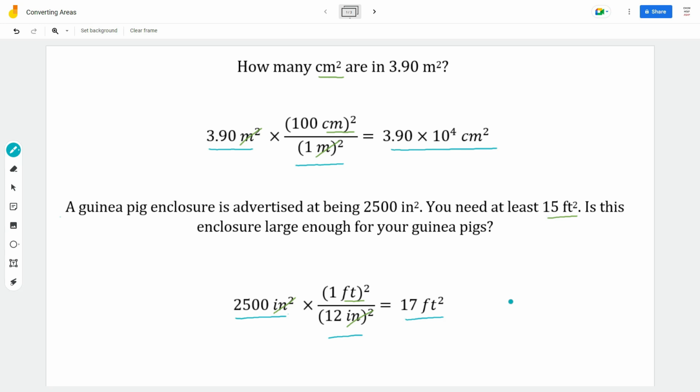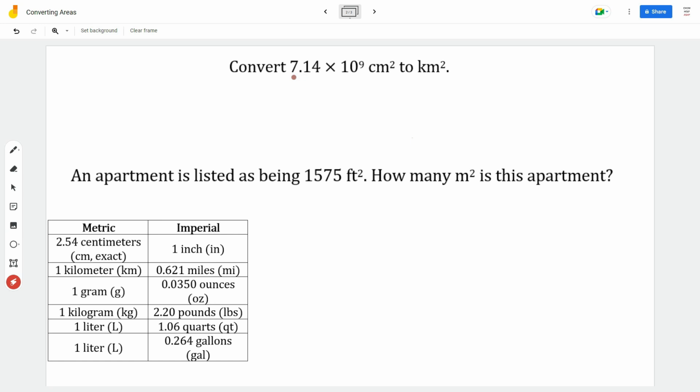Let's work some more problems. This problem reads, convert 7.14 times 10 to the 9th centimeters squared to kilometers squared. While you can go directly from centimeter squared to kilometer squared, I'm going to show this in 2 steps so that I can show you how to deal with these squared conversions with multiple steps. Starting with what I was given, the 7.14 times 10 to the 9th centimeters squared. Just like before, the first thing I'm going to deal with is the centimeters, and then I will deal with the squared.